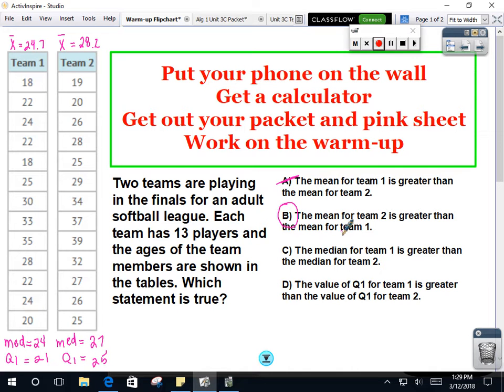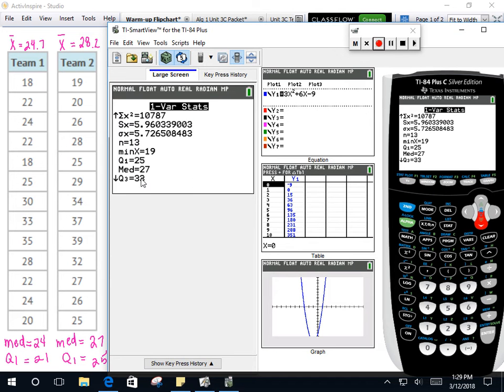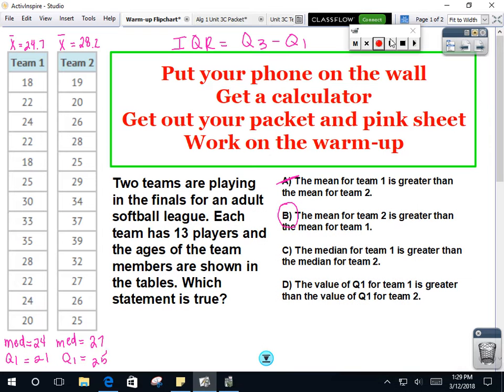How do you find the IQR, the interquartile range? Does anybody remember how to find the IQR? The quartile 3 minus the quartile 1. So you would just look in the calculator, you would go down until you see quartile 3, and you would subtract quartile 1 from it, and then that number would be your IQR, your interquartile range. You remember it now? Okay, so now I need you to turn to page 4 in your packet.